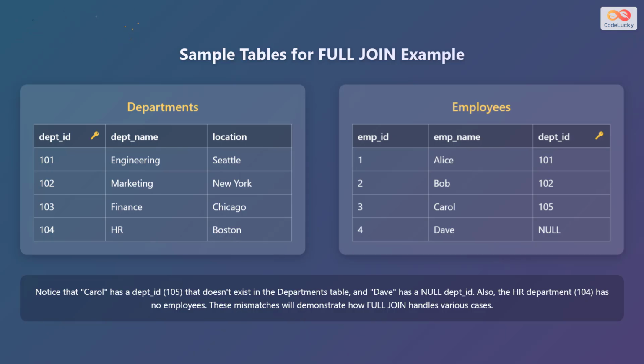It's worth noting that Carol has a department_ID of 105, which does not exist in the departments table. Dave has a null department_ID. Also, the HR department 104 has no employees. We will see how full join handles these mismatches in our example.